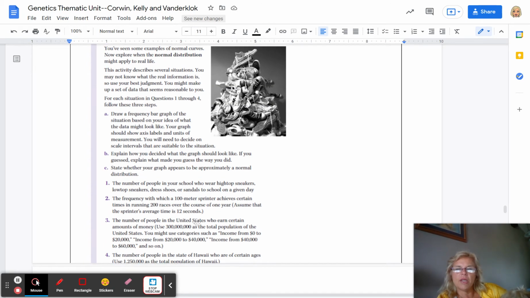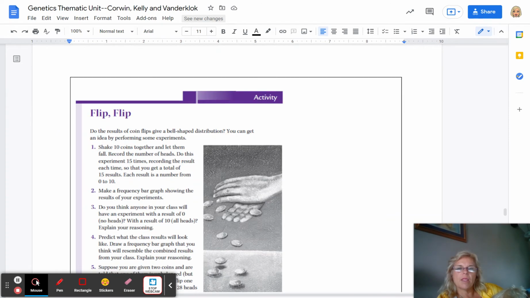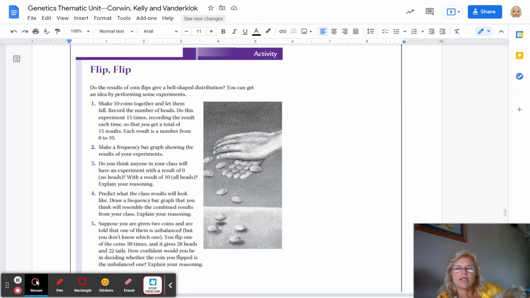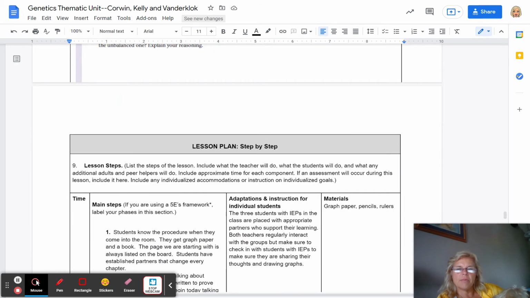In the third one, the number of people who make a certain amount of money. And in this first example, they're just discovering for themselves what normal distribution is, what they think it is for their area. And then there's a likewise activity with flipping a coin and how frequently you get something.